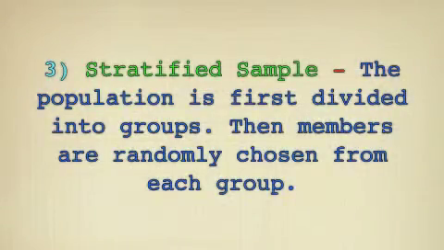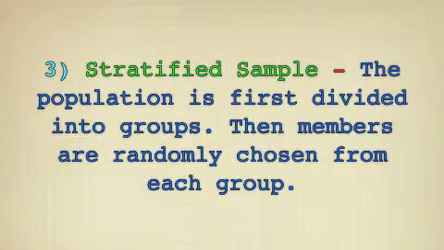Moving on to the third one. The third one is stratified sample. Now, the population is first divided into groups and then members are randomly chosen from each group.